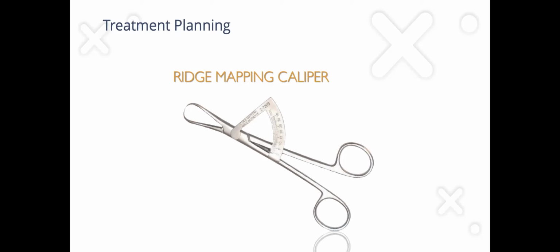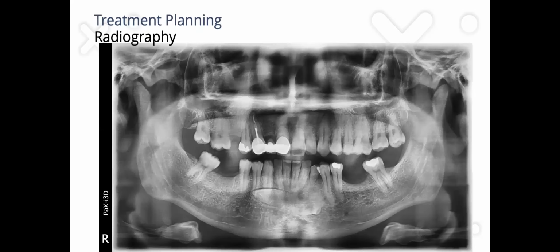The ridge mapping caliper is what I would use typically on the day of surgery. I actually have that available so that I can constantly feel that ridge area. It kind of tells me whether there are any cortical defects in the buccal plate, for instance.